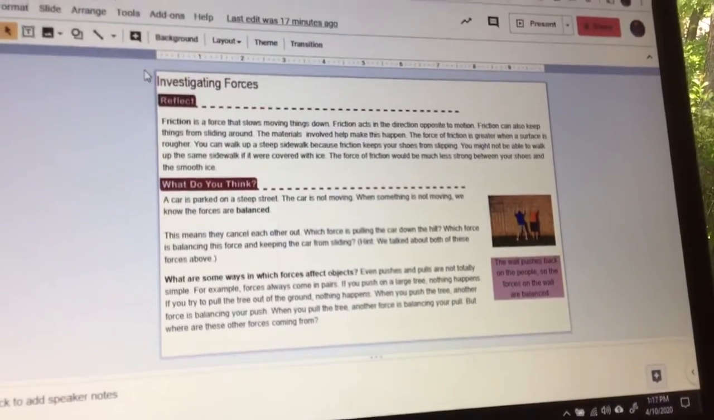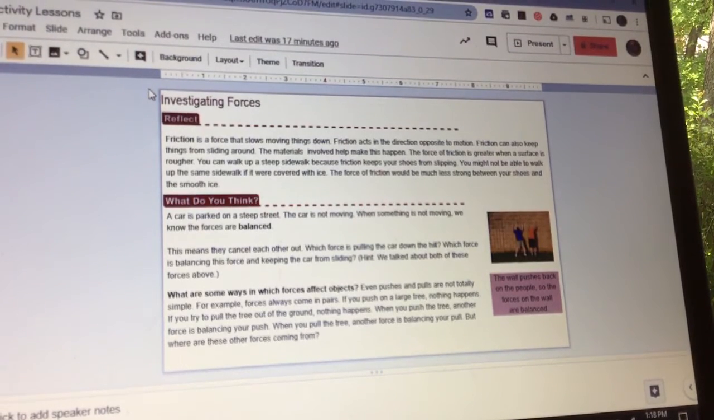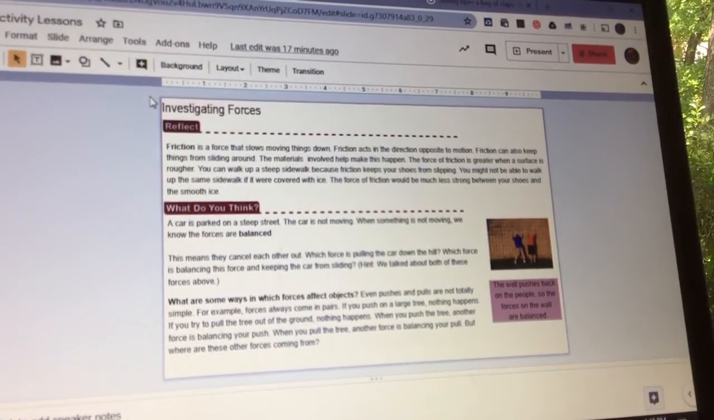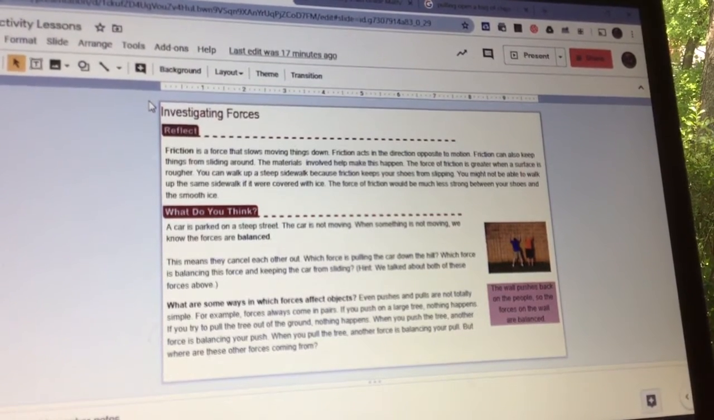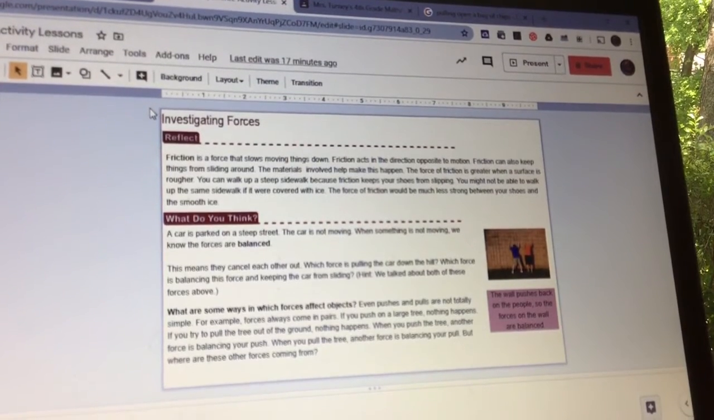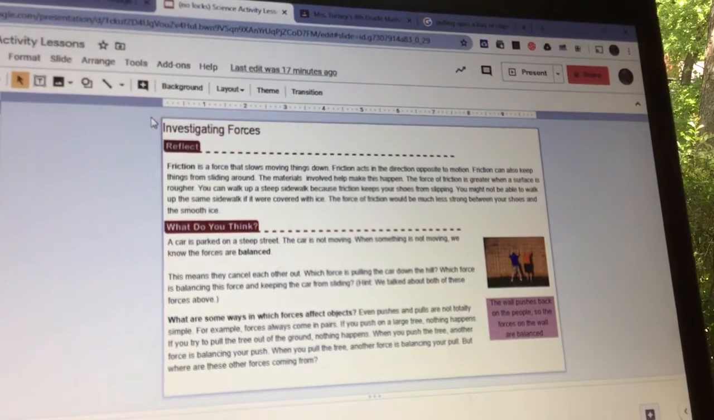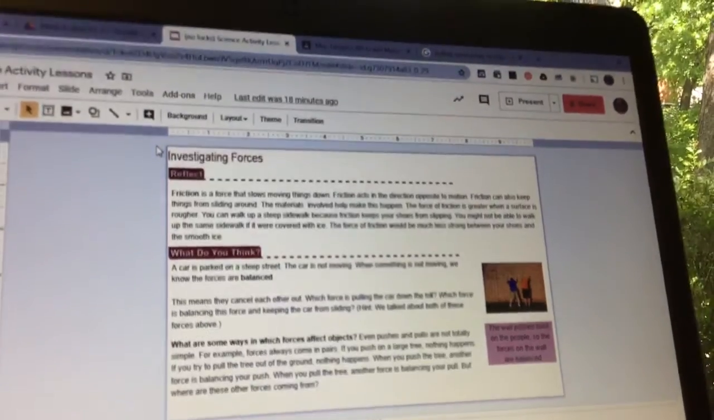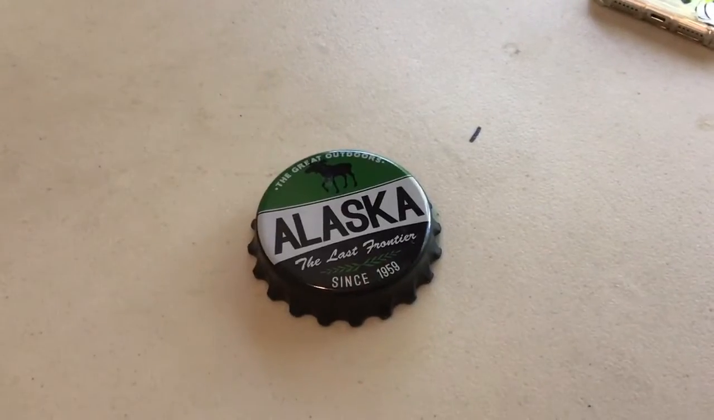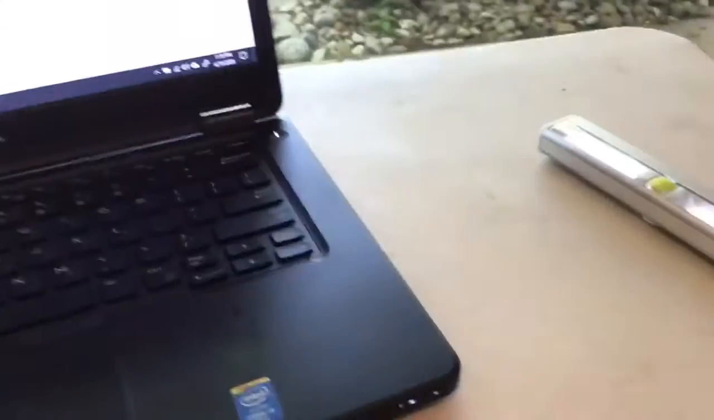All right, what do you think? A car is parked on a steep street. The car is not moving. When something is not moving, we know that the two forces are what are known as balanced. So right now I have my iPad in my hand and I am videotaping this and it's moving, which means it's not balanced. But if it was completely still, that would mean it is balanced. So for instance, my phone sitting right here, or my magnet, or anything that is sitting on a table, all of these things are balanced.